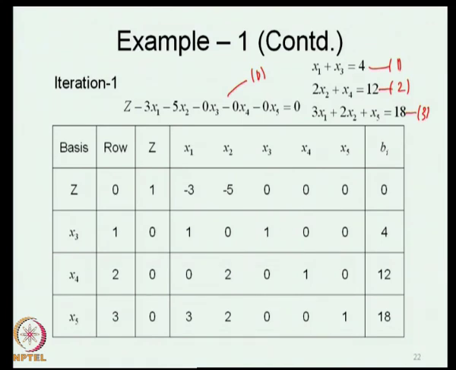So, we started with an initial basic feasible solution, namely x 1 equal to 0, x 2 equal to 0, and therefore you obtained x 3 is equal to 4, x 4 is equal to 12 and x 5 is equal to 18. Now, the question that we have to ask at each iteration is: is this the optimal solution? Because we need to terminate if we are sure that this is the optimal solution. So, at every iteration, we first resolve whether the current solution is in fact the optimal solution.